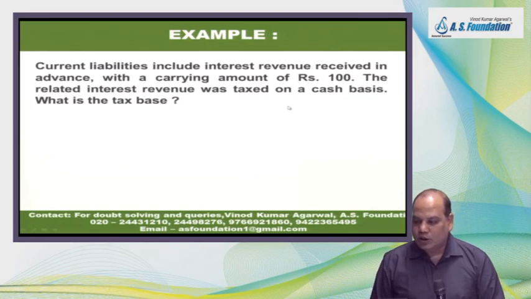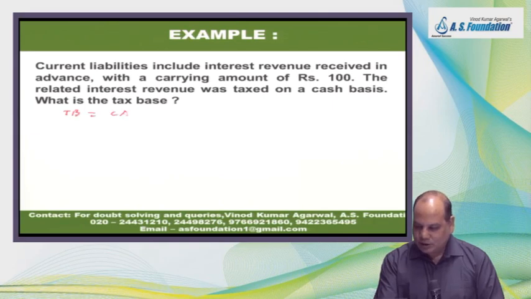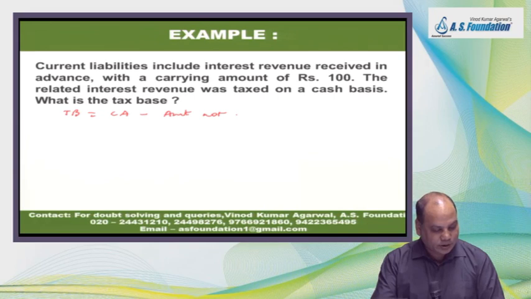Current liabilities include interest revenue received in advance, income received in advance with a carrying amount of rupees 100. The related interest revenue was taxed on cash basis. What is the tax base? Tax base is equal to carrying amount minus amount. No, it is income, related to income received in advance. The formula is minus amount not to be taxed again in future.